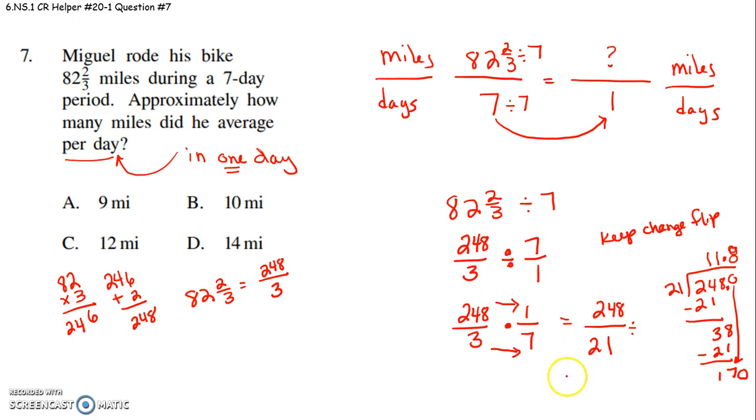8 times 21. A little bit of scrap. 1 times 8 is 8. 8 times 2 is 16. 168. So that becomes 168. I could keep going, but really this tells me about 11.8. That's about 11.8 miles in one day. If I round that to the nearest number of miles, about 12 miles. I hope that helps.